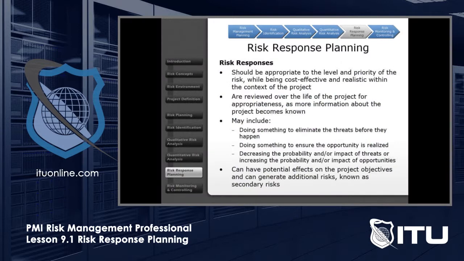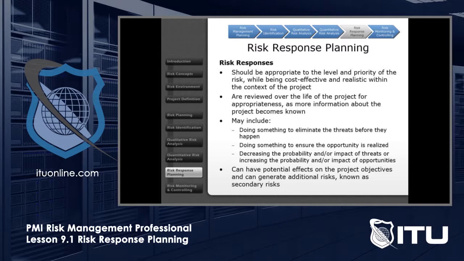We always want to review our risk responses throughout the life of the project for appropriateness. As things change in our environment, as things change on the project, certain responses may not be appropriate anymore or may have changed. So we want to continually evaluate. Okay? Different risk responses may include doing something to eliminate the threats before they happen, which is called risk avoidance. We'll talk in more detail about that. We may do something to ensure the opportunity is realized, which we call opportunity exploitation, exploiting the opportunity. We'll talk about that in a moment.